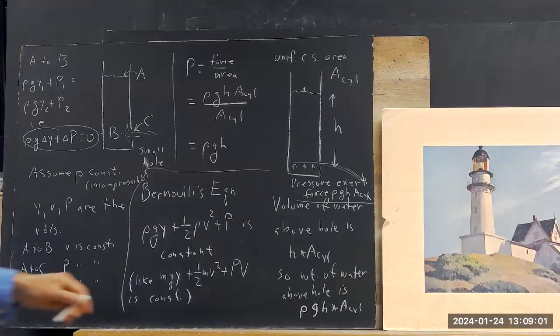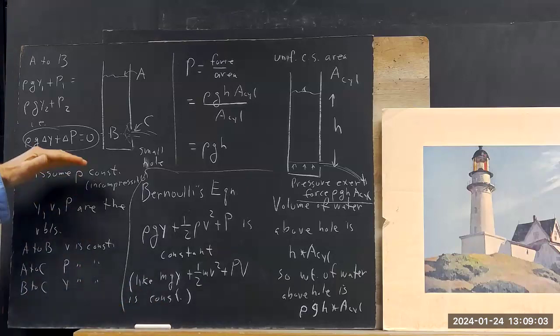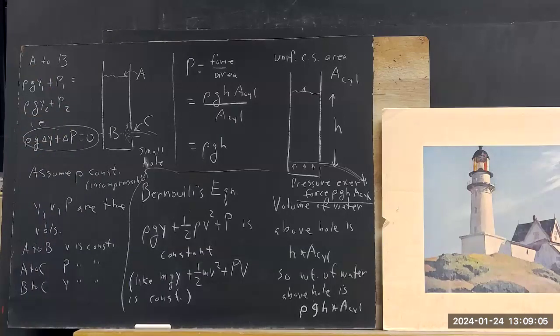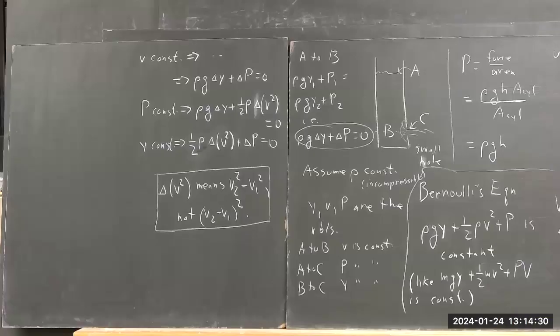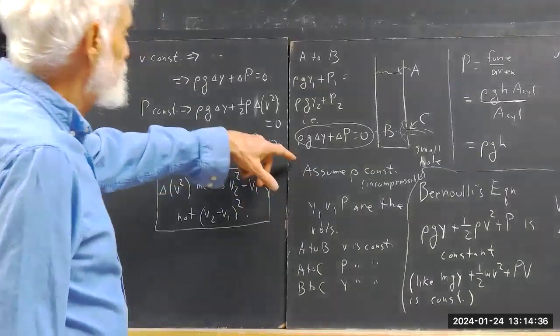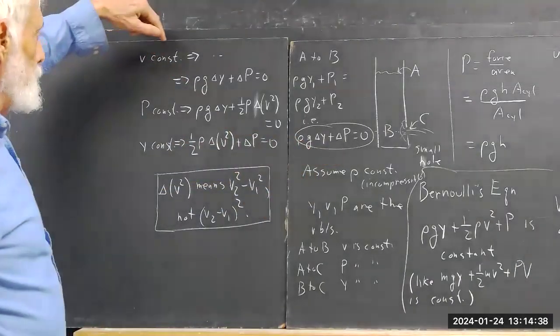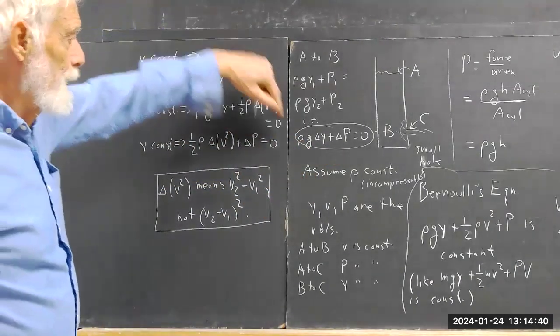So can you write out a similar set of equations, two equations, an equation like this and an equation like this, from A to C? Absolutely. Okay, so what did you get? This one is just what happens when v is constant, and you get what I said here.